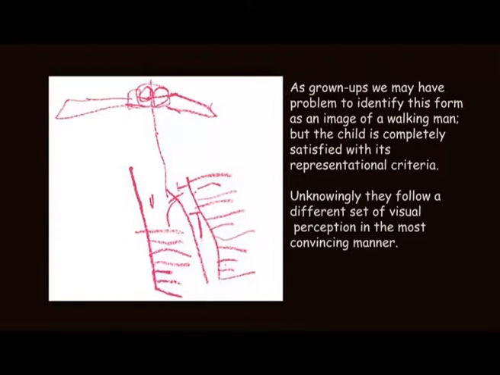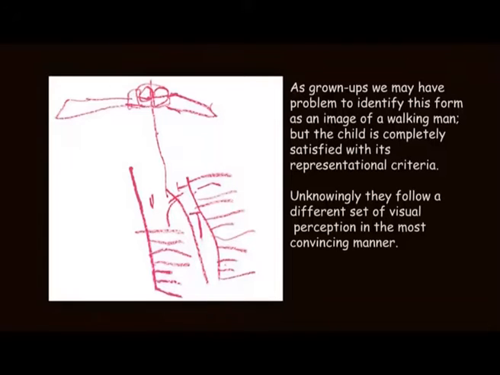So we have to follow him. We have to pay attention to him and accept that yes, it is an image of a walking man, but it is not really very easy for us to identify this image as a figure of a walking man. But the child, on the other hand, seems to be completely satisfied with its representational criteria.